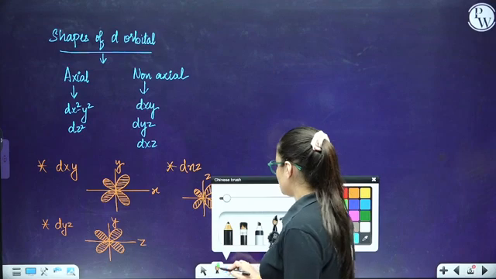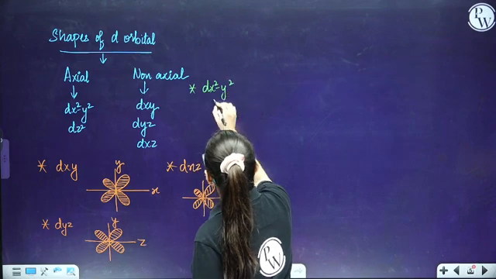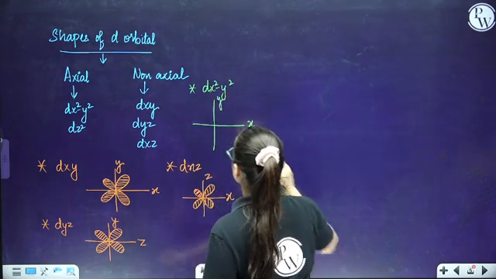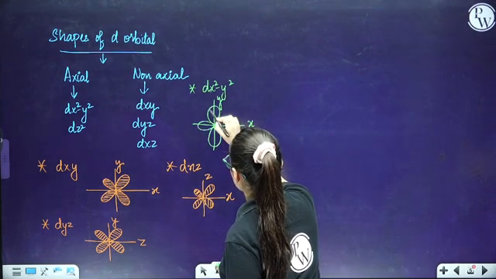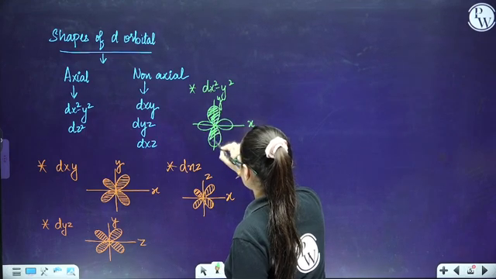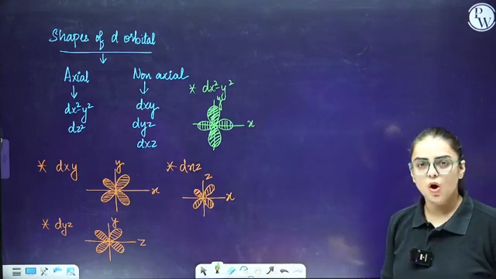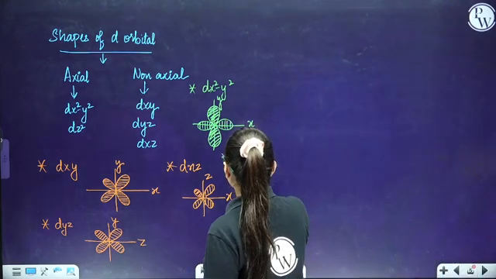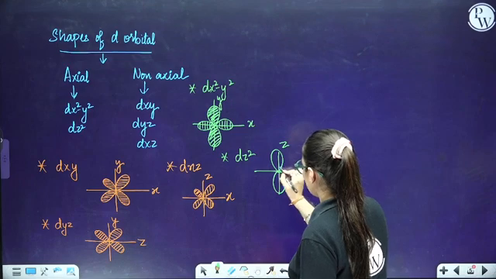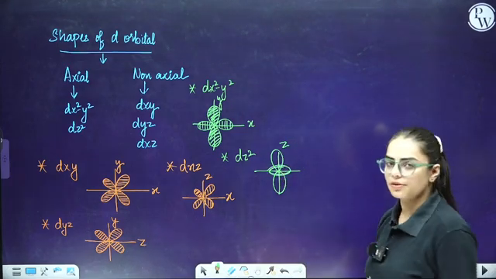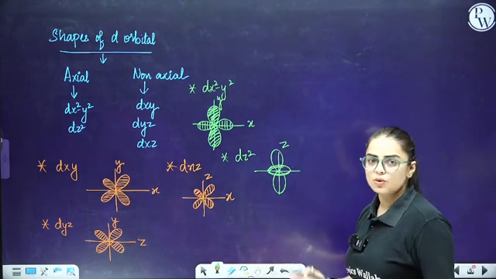Now let us talk about the axial ones, that is dx square y square. Here lobes will lie on the axis. If this is the x-axis, this is the y-axis, lobes will lie on the axis. Last case of this is dz square. This is your z-axis, one lobe is like this and the other creates a ring-like structure over here, right? So this is the structure for dz square. Everybody, you can correlate with this part.